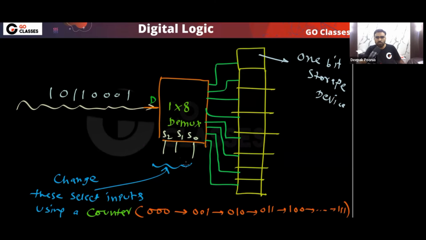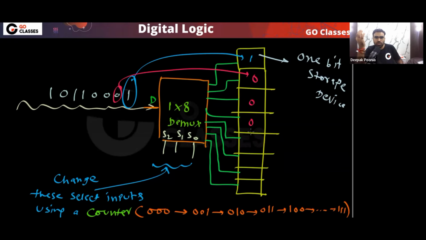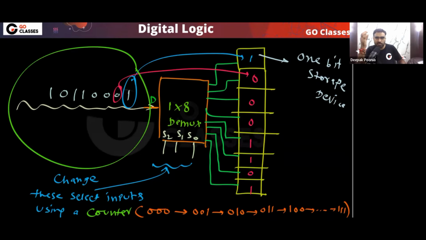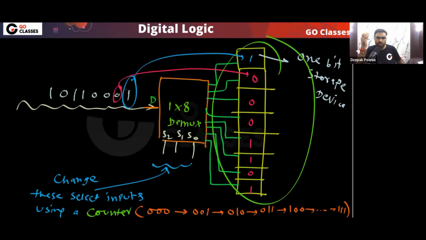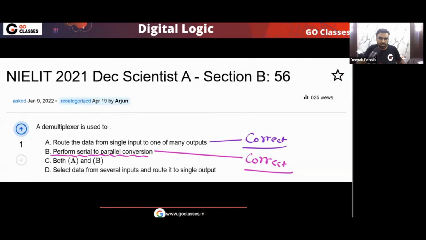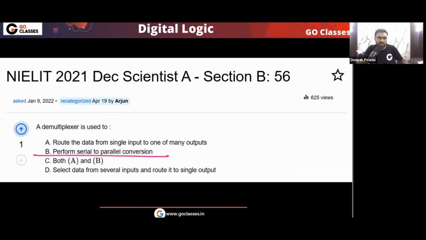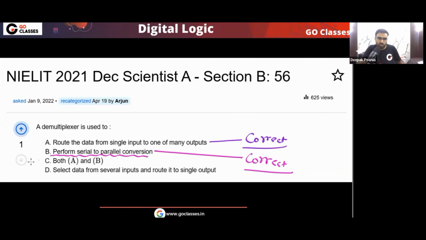I hope you understood. Is this point clear? Please tell me. So like that, this data will be stored: this one here, this zero here, then zero, then 1 1, then 0 1, like that. This is how you can convert a serial bit stream to parallel with the help of a demultiplexer. So remember, using a demultiplexer we can perform serial to parallel conversion. Yes, this statement is also true. So for this question the answer will be option C.